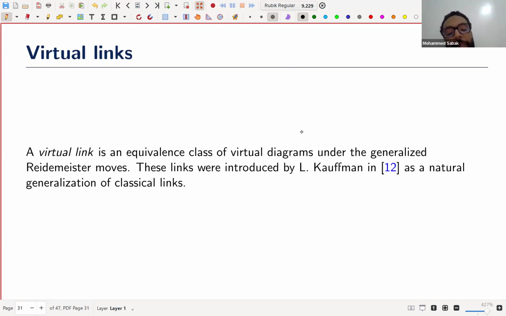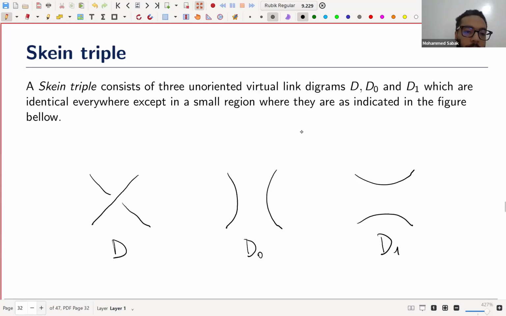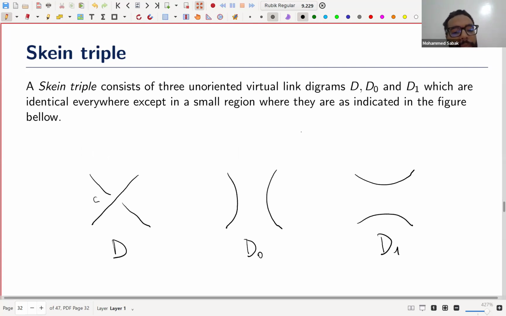Virtual links were introduced by Kauffman as a natural generalization of classical links. We define a skein triple as consisting of three diagrams D, D0, and D1, which are identical except in a small neighborhood of a classical crossing C. Outside this disk the three diagrams are identical, and they differ as depicted here inside the disk.